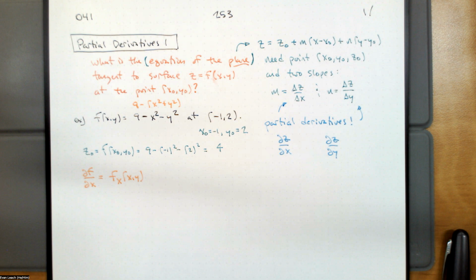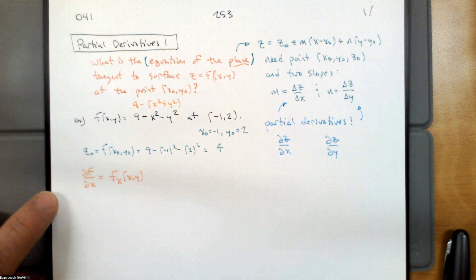We can't write prime because it's not specific enough. So we write fx at xy. And we say fx at xy, and we mean the partial derivative of f with respect to x. So we look at our function, x is the variable. What's fx at xy for this function?